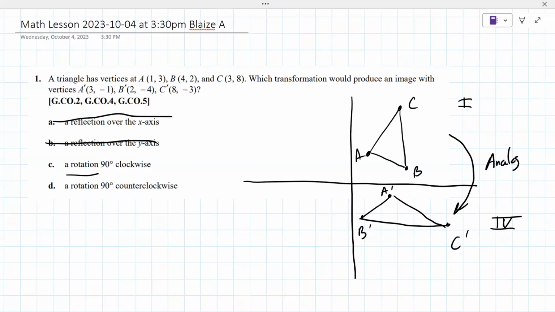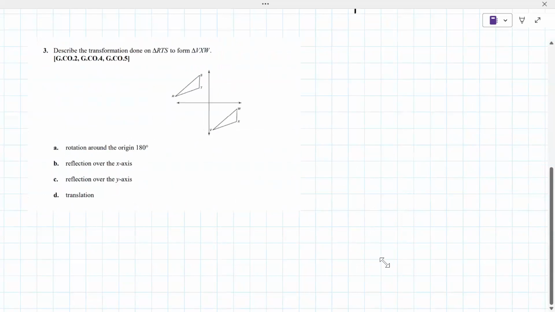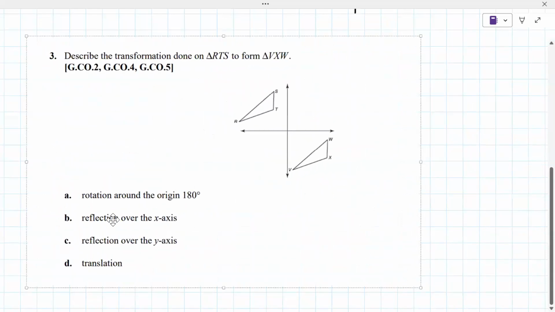So let's look at a related question. Just looking at this, it's asking you which of these rotations, reflections, or translations could it be? Rotated. Wait, no, it's reflected. No, it is rotated. Wait, no, it's translated. Wait, is it rotated or is it translated?